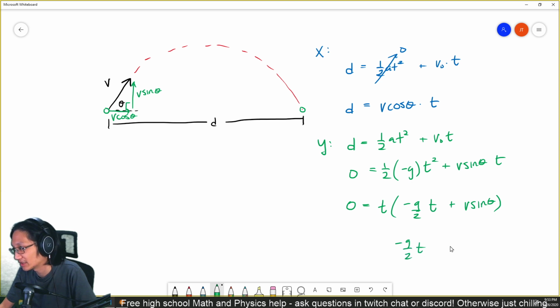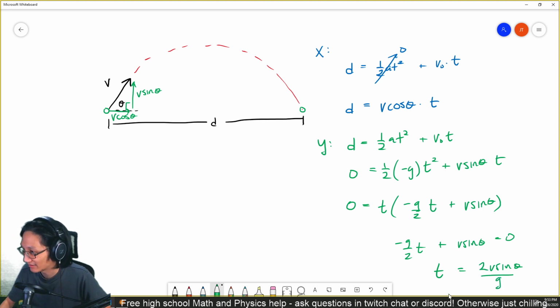If you solve for t here, let me just write it out. Negative g over 2 t plus v sine theta equals 0. You would subtract this to the other side, and then multiply by 2 and divide by negative g. So the negatives would cancel, and the time in the air is 2v sine theta over g.